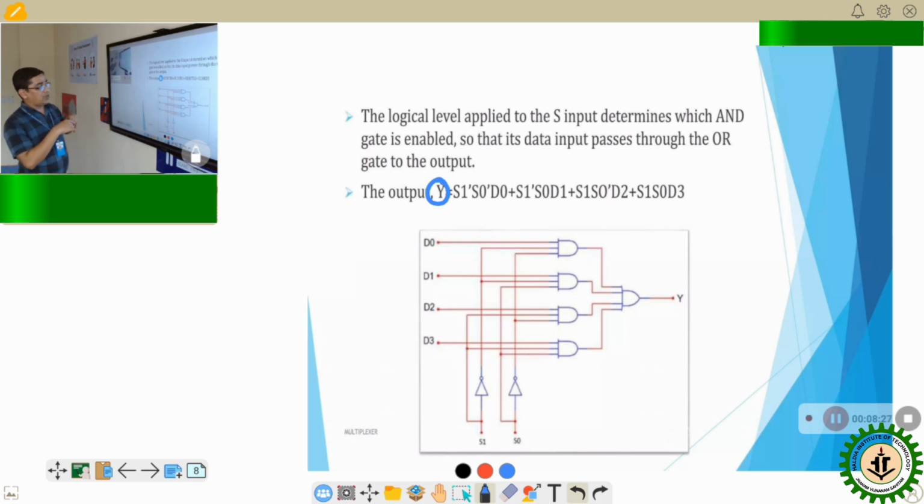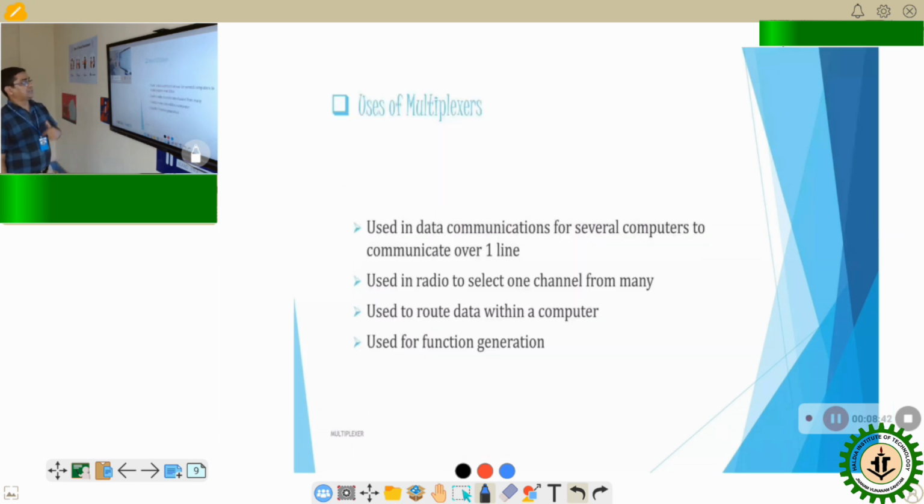That is the basic block diagram we have seen before, but behind the block diagram, the circuit is 4 AND gates, 1 OR gate and 2 NOT gates. Next is the use of the multiplexer. Where can we use this multiplexer? In data communication, several computers communicate over one line. There is one output line but multiple input lines, that is the data lines and the select line. The select line drives the multiple data lines, but at a time one line will be selected and we will get the output.